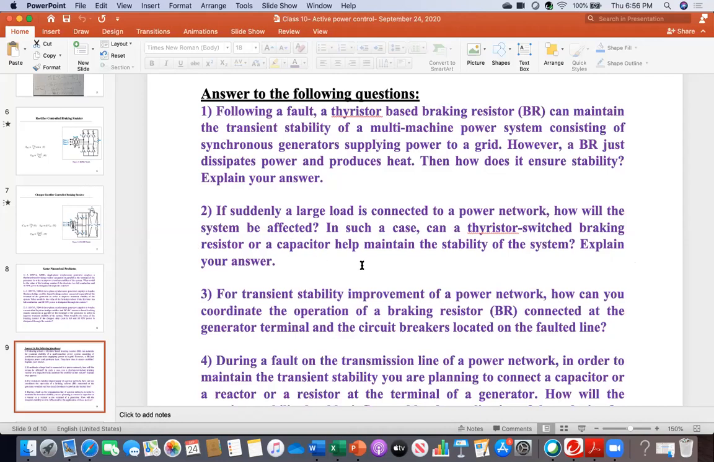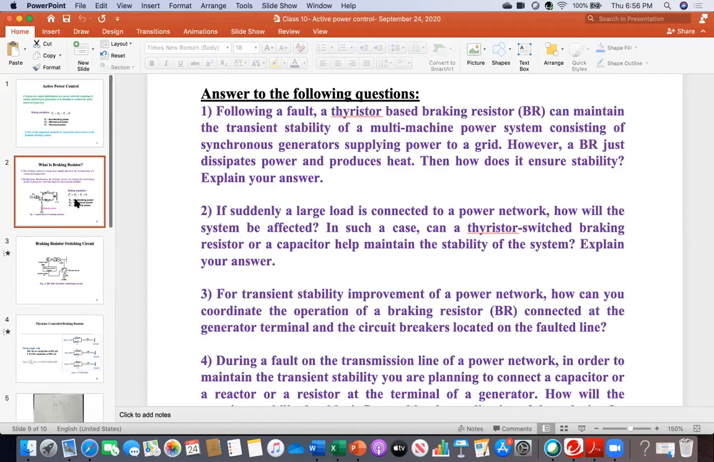So I think we should use the thyristor switch braking resistor. So everybody, do you agree with Manoj? Is his explanation right? Kamana, do you agree with Manoj? Yes, Dr. Ali. Okay, so then go back to the equation again.